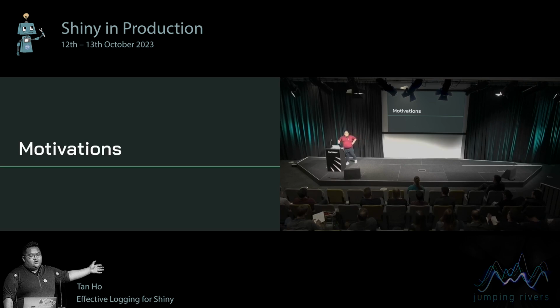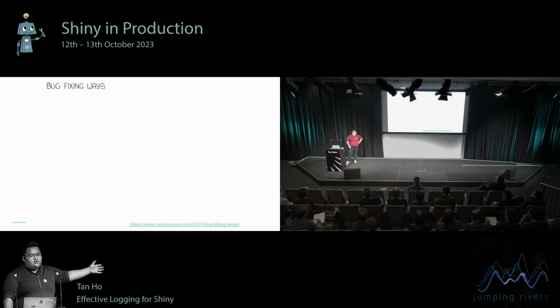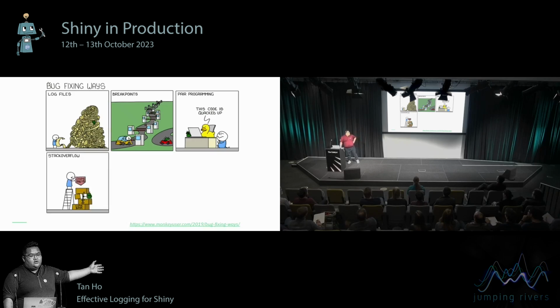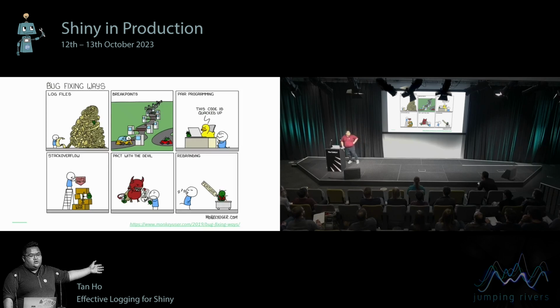Let's talk about some motivations, why I talk on logging. Basically, it comes out of doing a lot of debugging. As many of us can relate to, there are a couple of approaches to debugging Shiny apps. First of all, you can read the log files. And when that fails, you can step through the code and do browser or breakpoints. You can use some pair programming, talk to your colleagues, or get help online. You can consult Stack Overflow and see if there's something you can copy and paste in there. And then when things get really dire, you can make a pact with the devil, or you can just rebrand the bug as a feature, right?